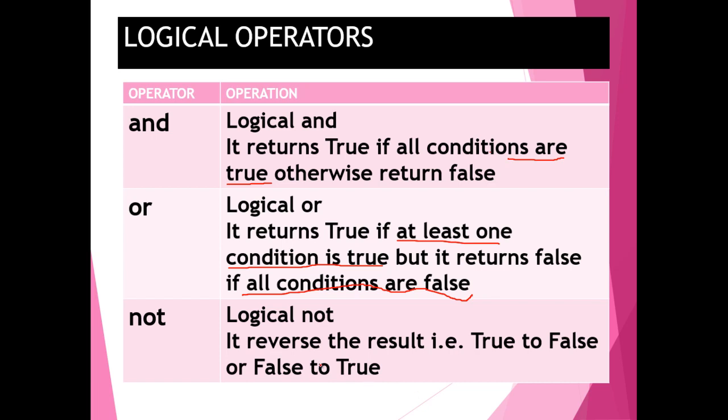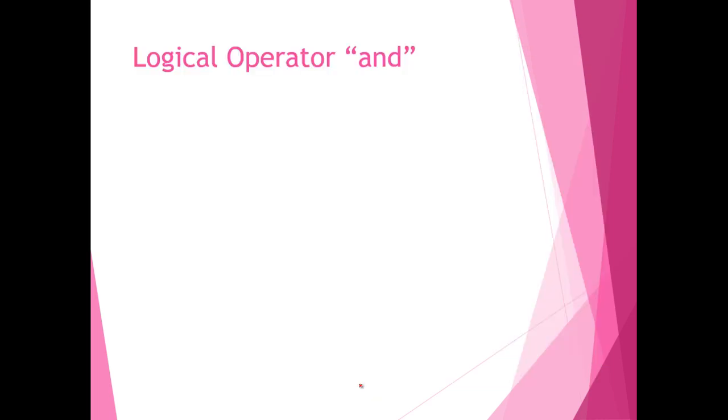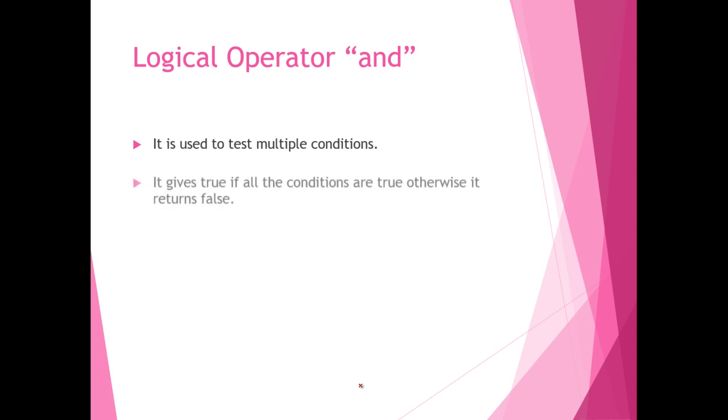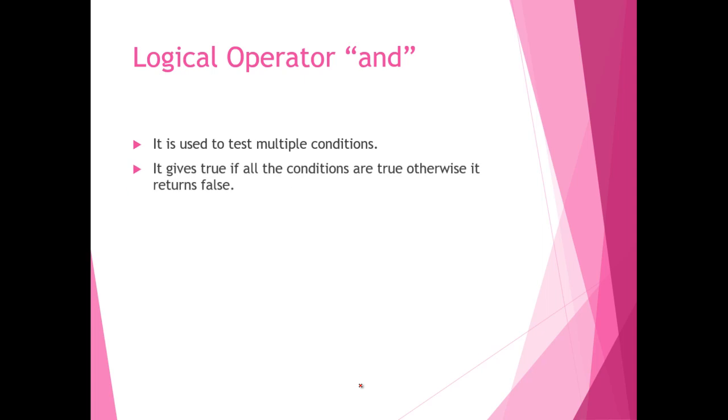And NOT is basically used to reverse the result. If your result is true, NOT will convert it into false, and if your result is false, NOT will convert it into true. As we have already discussed AND, we know that it is used to test multiple conditions, and it gives true if all the conditions are true. Otherwise it gives false.